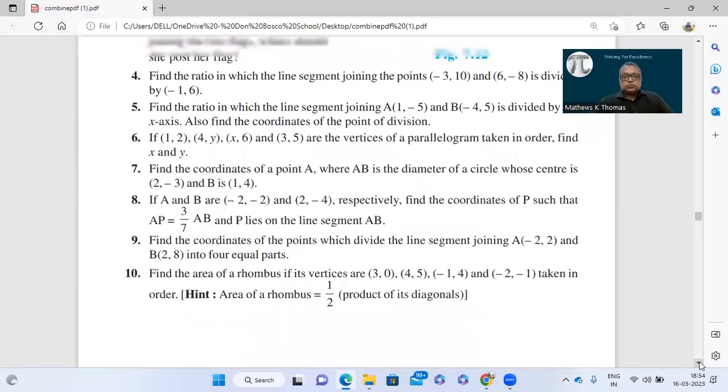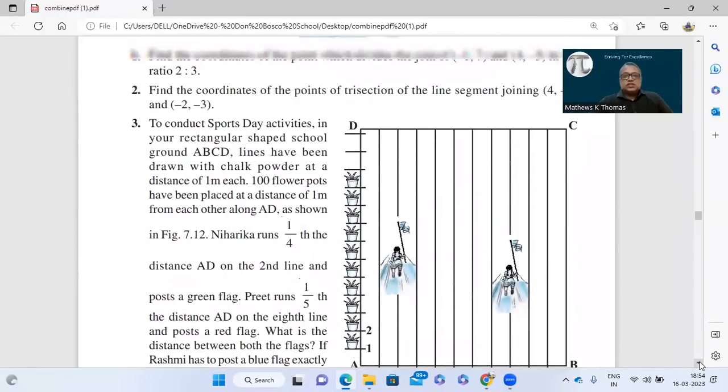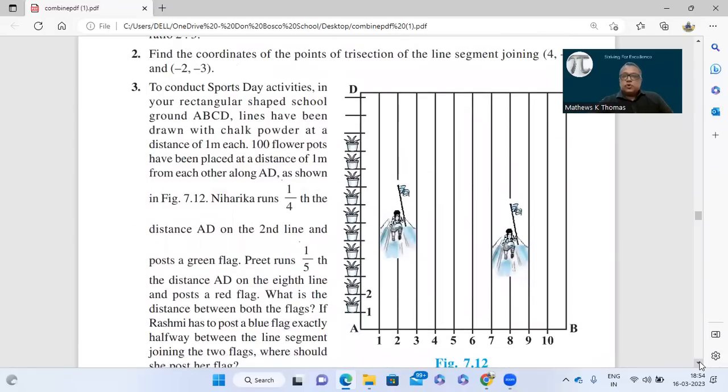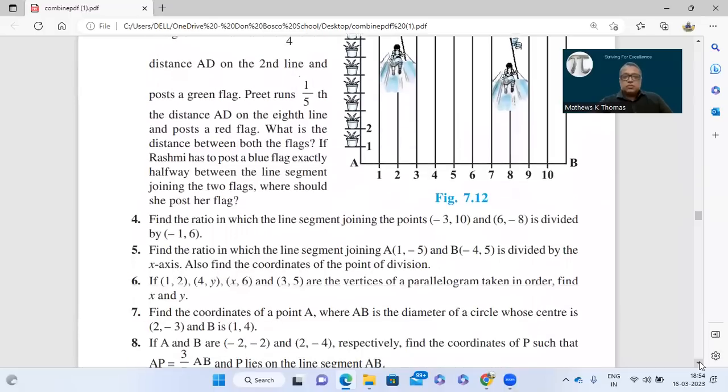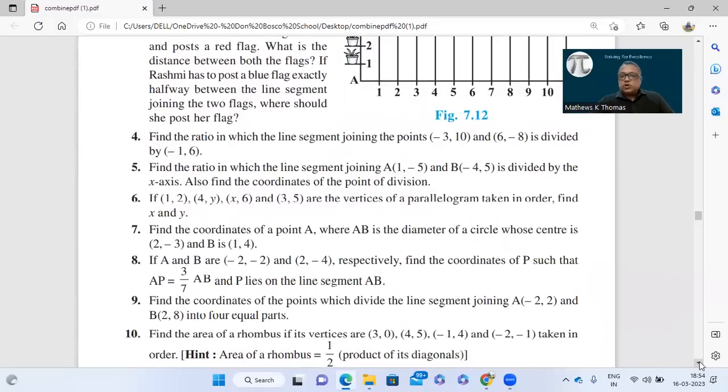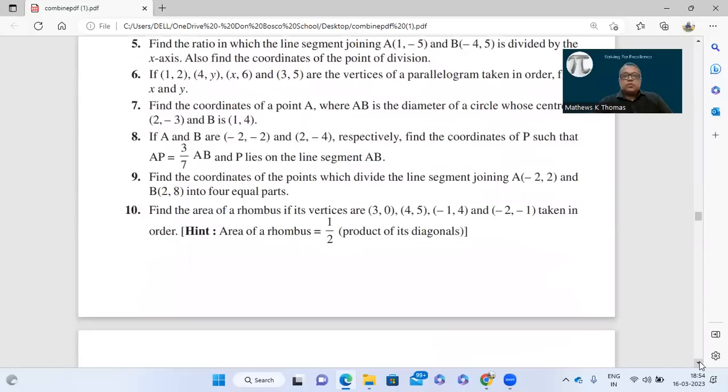So this exercise, if you see 7.2, question number 3 is important. Again, as a case study, this can come. And questions 4, 6, and 8 are important questions. In all these, we are using these two formulas.